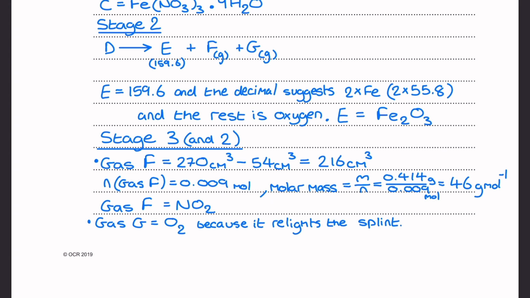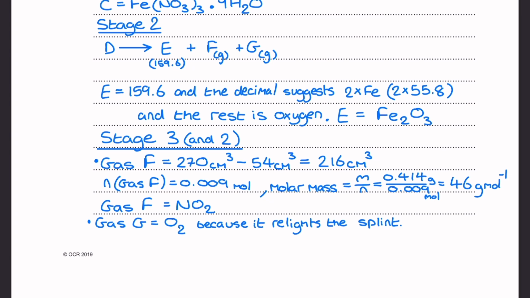Let me just run through it once more with you. 270 centimeters cubed is the volume of the gas mixture F and G. We're told by the question that G is 54 centimeters cubed. That means F on its own is 216 centimeters cubed. Divide that by the molar gas volume, and my number of moles of gas F is 0.009 mol. I can then turn that into a molar mass, which allows me to identify gas F by doing the mass of the liquid it forms when it condenses, 0.414 grams, divided by this number of moles to give me 46 grams per mole.